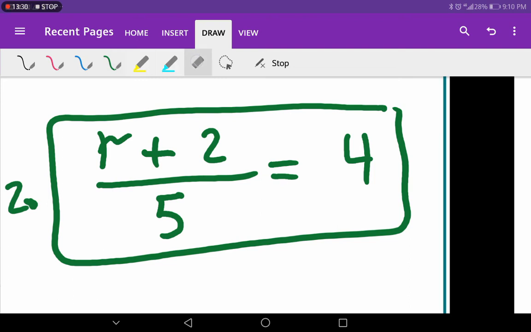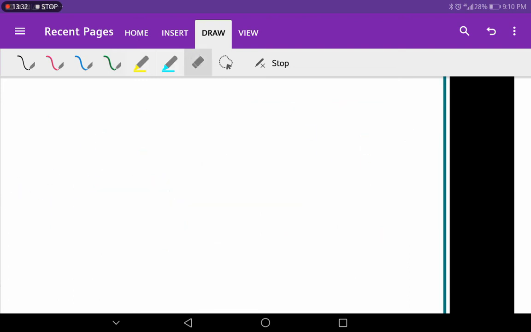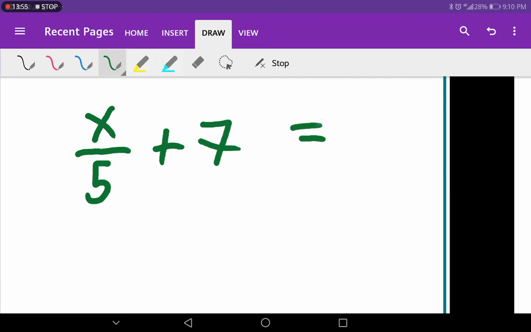Okay, my dear student, now what if we have a question like this? X over 5 plus 7 equals 3. How can we solve it?